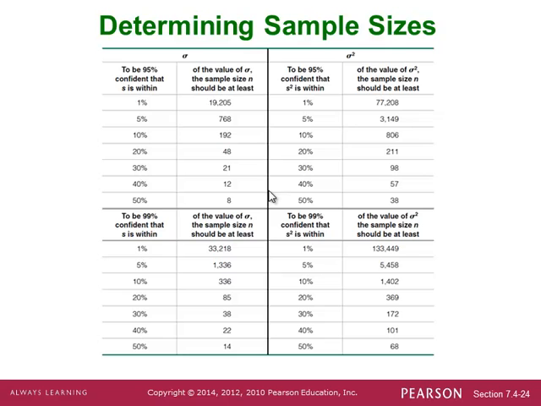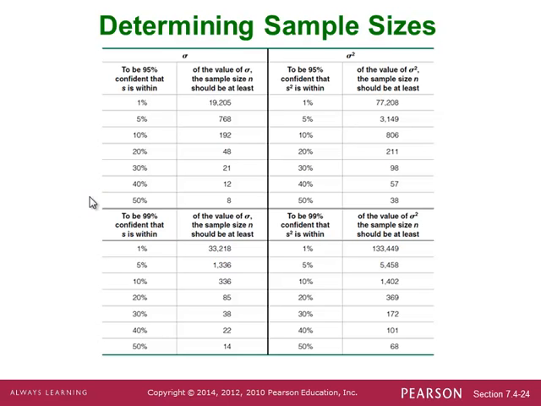Now, there's 2 columns and 2 rows for this. The first column, left-hand column, is for sigma, and the right column is for sigma squared. The first row is for 95% confidence interval. The second row is for 99% confidence intervals. I'm pretty sure that you will not be asked to calculate sample sizes for any other percent confidence other than 95% or 99%.